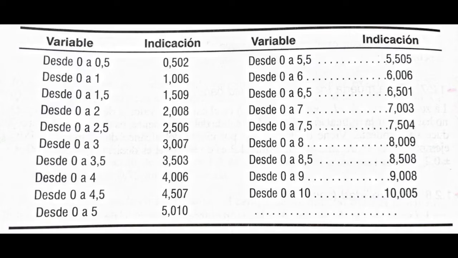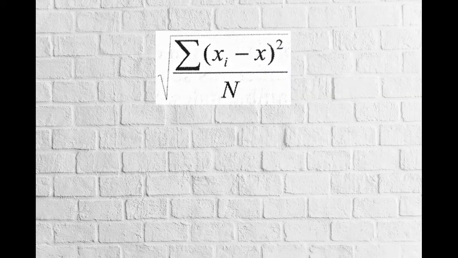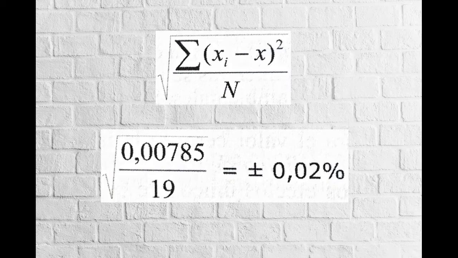Retaking the example of the pressure gauge with a measuring range of 0 to 10 bar, here we have a table of the measurements that the pressure gauge had in every 0.5 bar. Repeatability is calculated with this formula. Making the substitution using the table values gives us, that is, plus minus 0.2%.